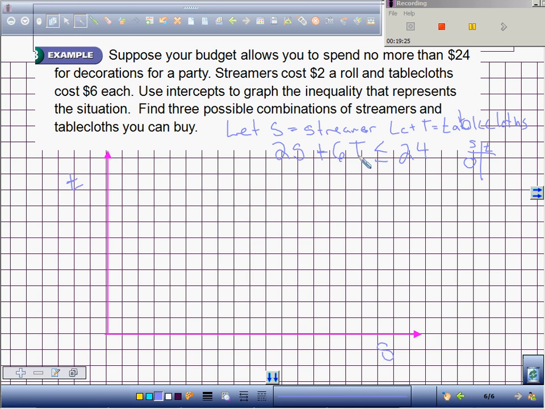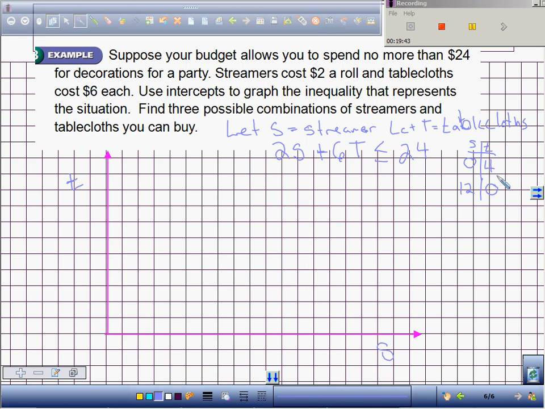8. No. 6 times what gives you 24? 4. Oh, 4. I doubled that. You doubled it. Okay? When T is 0, what would S have to be? 12. Okay? So I have 2 points I can now graph.